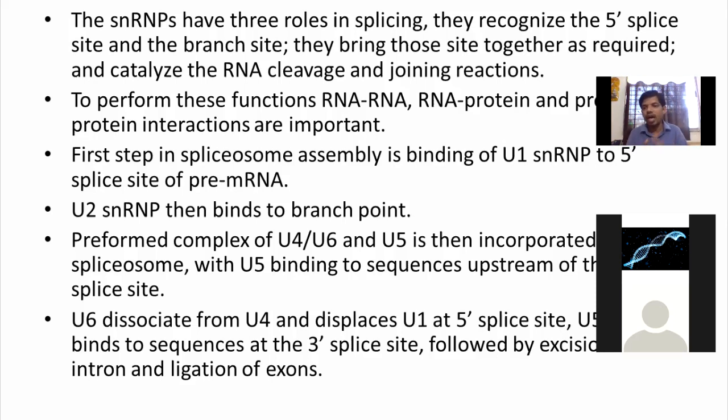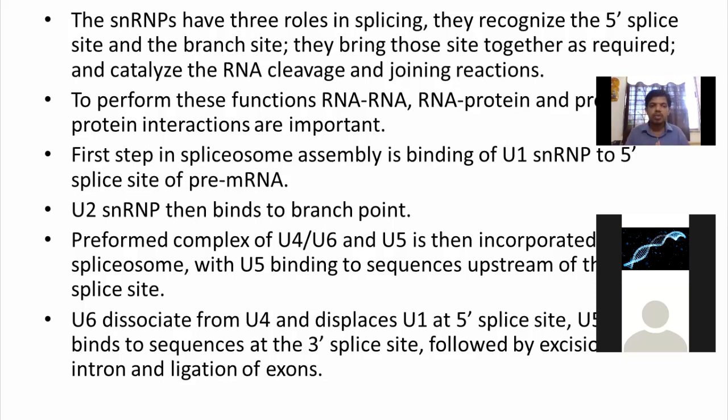RNA and RNA is interacting. Now, which RNA is interacting with which RNA? The intron is interacting with the intron itself, or you may say the exon is joining with the exon, or you may say the intron is removed from the exon. So that is RNA-RNA interaction. Then RNA-protein interaction: the mRNA interacting with the proteins, and again, these 150 proteins interact with each other. So this interaction is called protein-protein interaction.